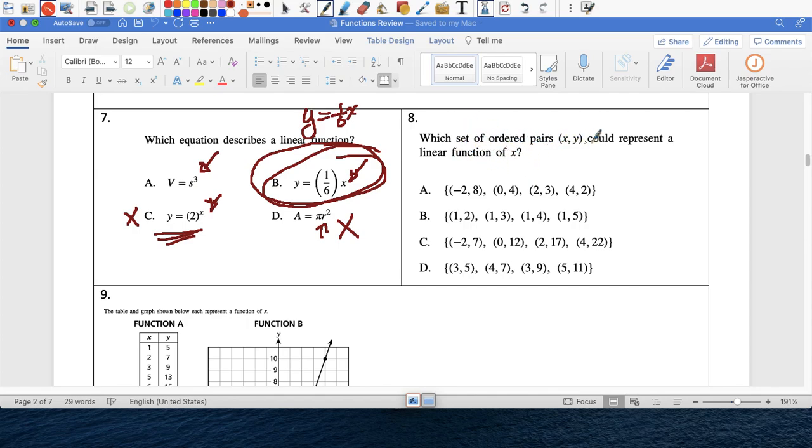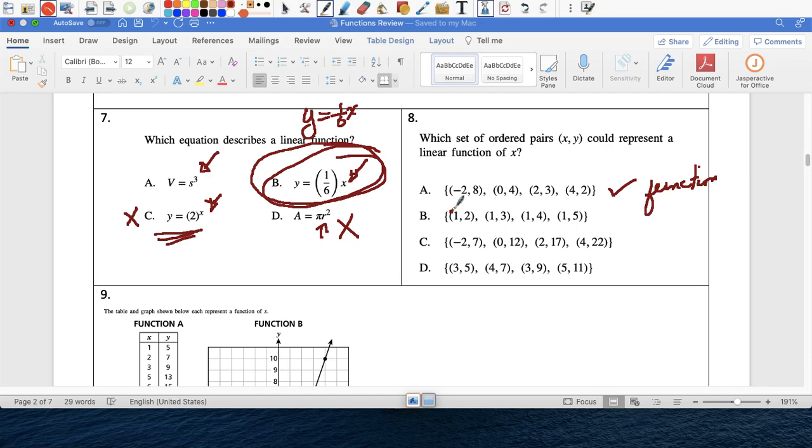Which set of ordered pairs x, y could represent a linear function? So we want a linear function, not just a function. There was a little problem in class. If you look at A, negative 2 is the input, 8 is the output: negative 2 and 8, 0 and 4, 2 and 3, 4 and 2. So this looks like a function.